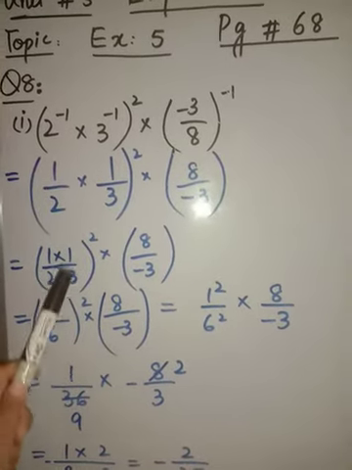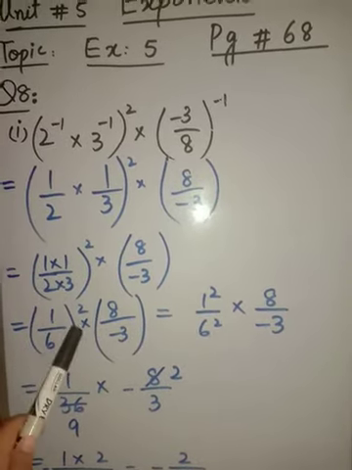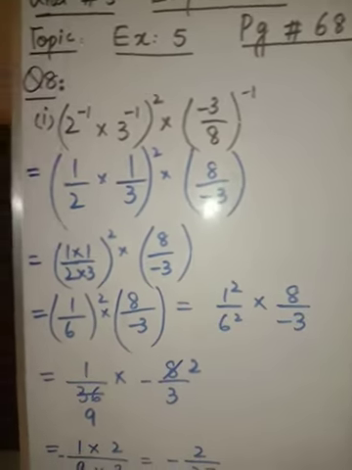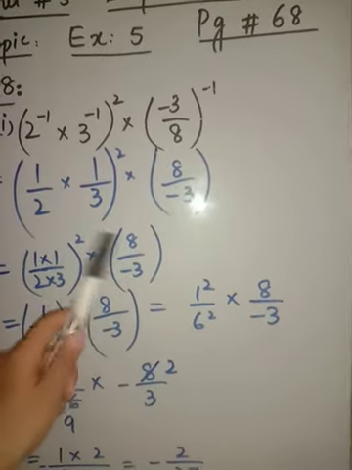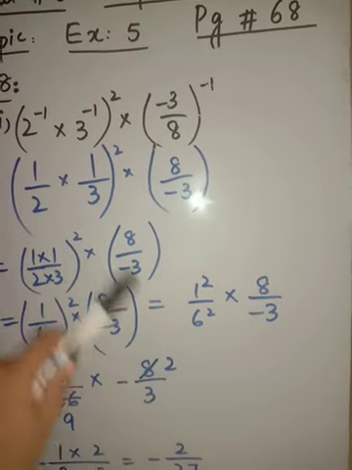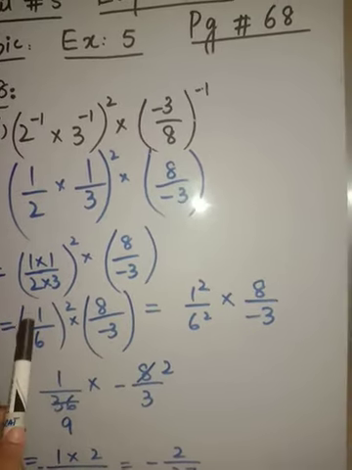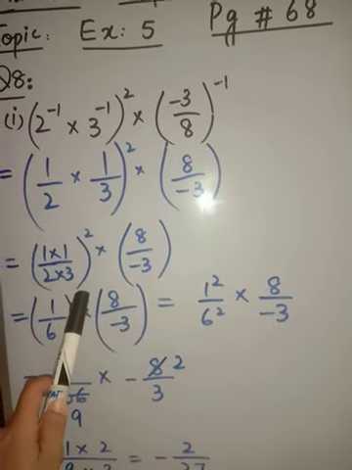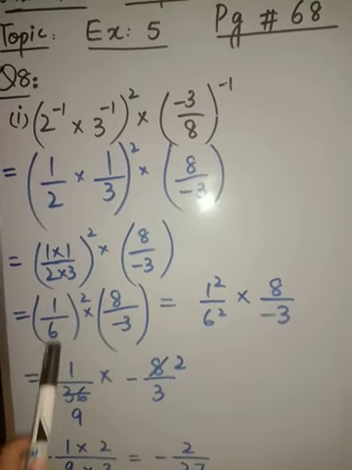Multiplying, we get 1 1s are 1, 2 3s are 6. Whole square as it is, multiply by 8 by minus 3 as it is. This minus is actually with the whole term. Understand? So 1 square can separate and 6 square can also separate.